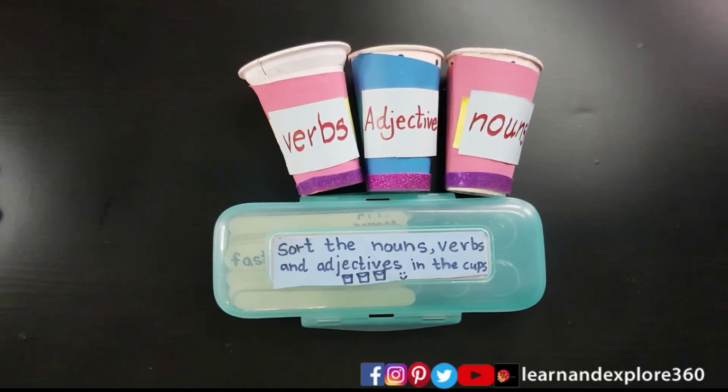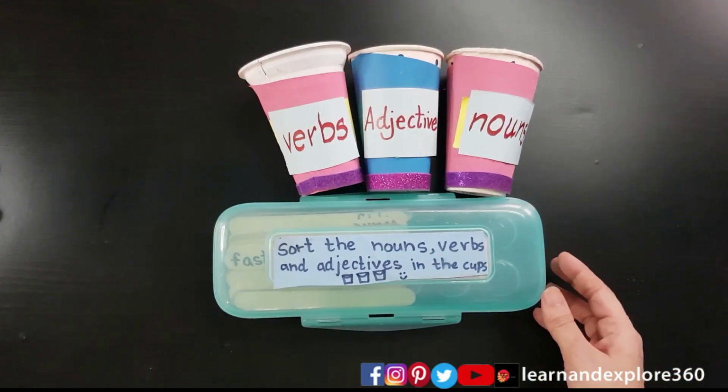Hope you're doing okay. Today I have brought this helping tool that is going to make your children learn and distinguish between nouns, verbs and adjectives. It's a very simple activity and everything can be found at home. You don't need to go out and buy stuff. It's pretty easy and keeps the child occupied.